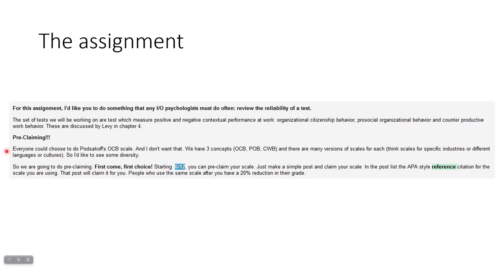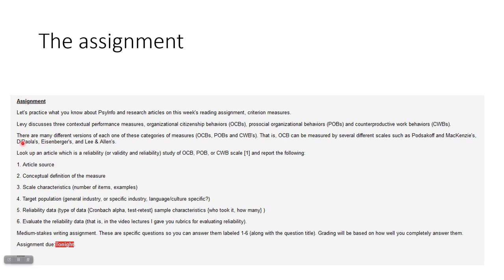Also, I'm going to ask you to pre-claim. I don't want everyone to do the same paper. If I didn't do this, you would probably all share something, and for good or for bad, that would be the one everyone does. So I would like to see some variety. You need to reserve or pre-claim the paper and the scale that you're using. Notice in the assignment the dates for when you can start to pre-claim and when you should have that done by. Then look at the assignment itself, take notes, and think about what you need to do.